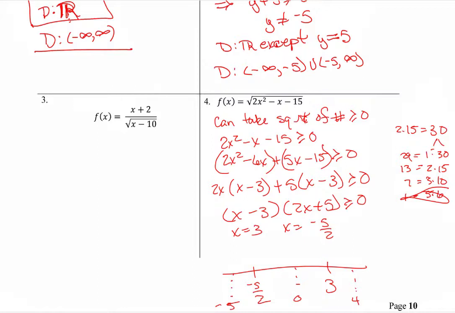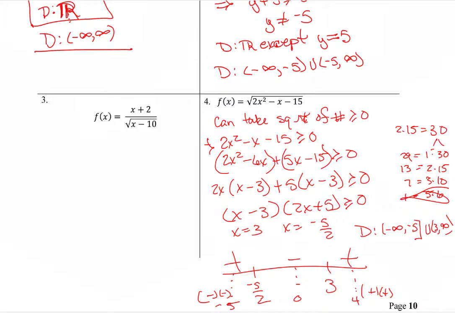Okay. With negative 5, I get a negative times a negative, so I'm positive. At 0, I get a negative, and for 0, I'm just putting it there. And for 4, I get positive times a positive, so I'm positive. So my domain is going to be negative infinity to negative 5/2, and I'm equal to it, union 3 to infinity. Okay?